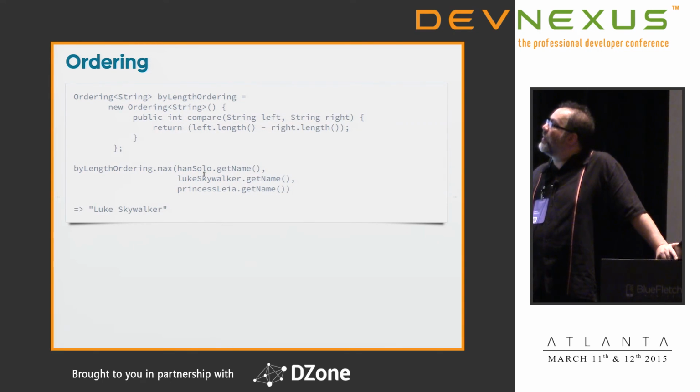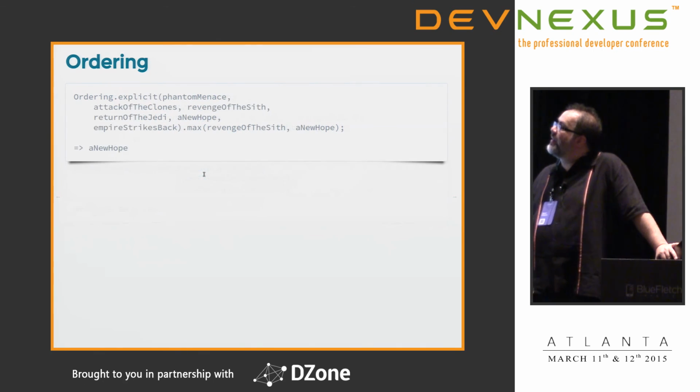So here's a by length ordering. I can create an ordering just straight from ordering and compare two strings with one another. So if I do this with Han Solo, Luke Skywalker in the name, I'll get the bigger one. Since I call max, Luke Skywalker string-wise is longer than all the others.